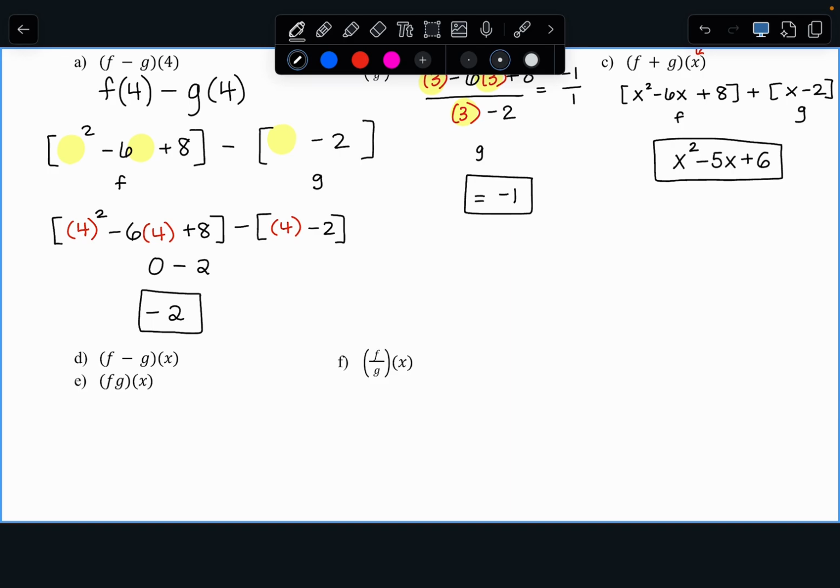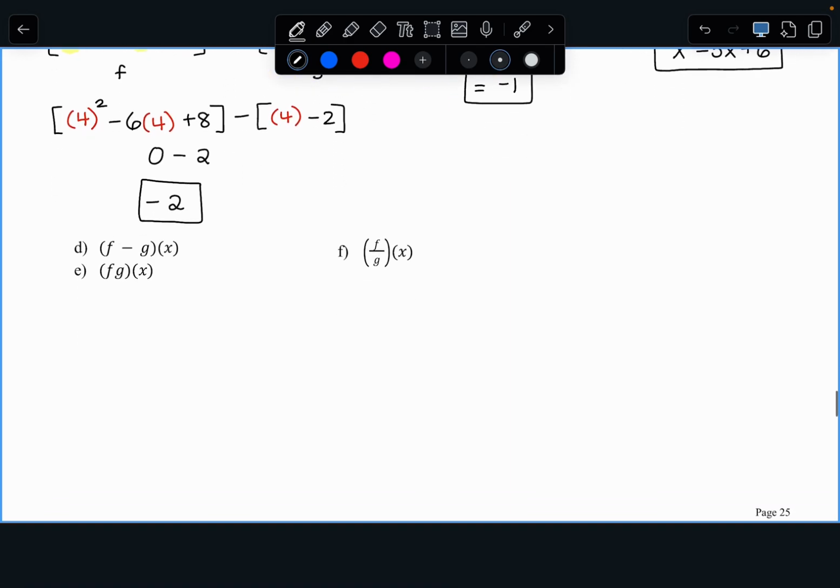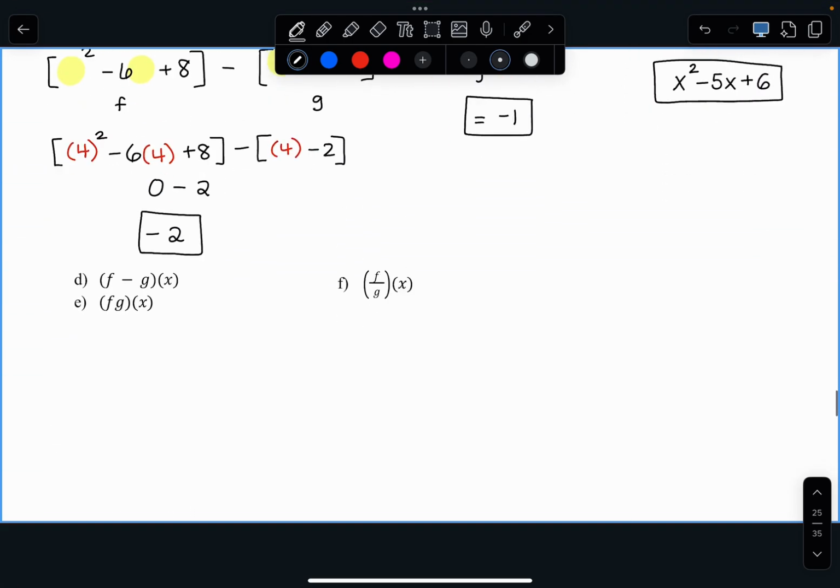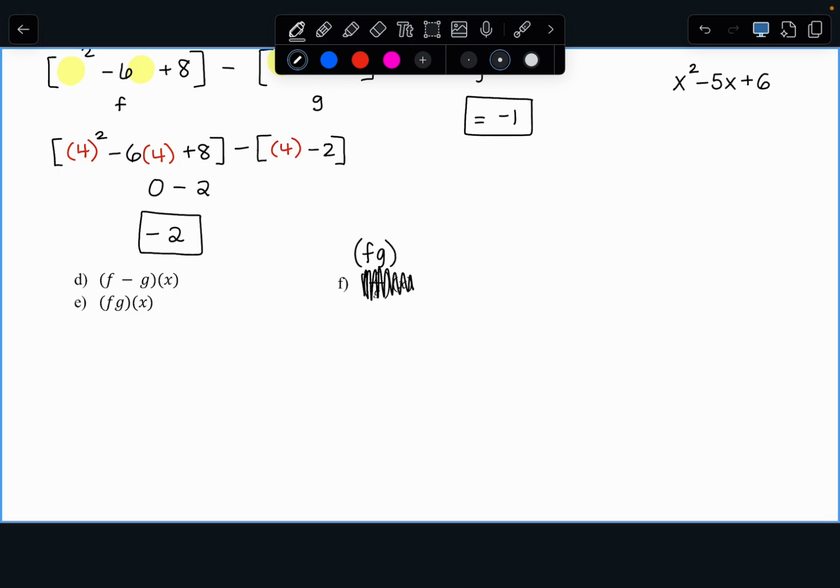So f minus g, I'm assuming yours does not have them on top of one another, right? You guys have them in 3 actual columns? Okay. So I think yours has fg of x, and that's E, and then yours has f divided by g of x.